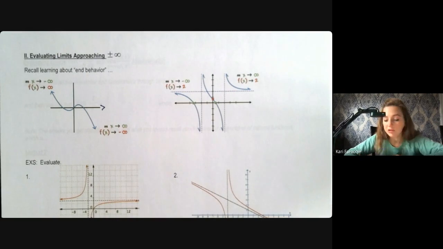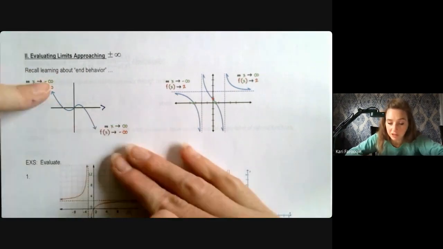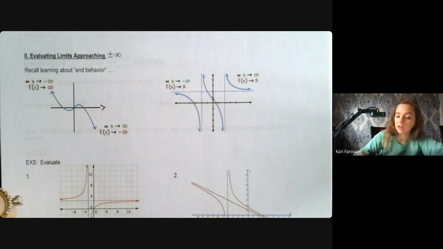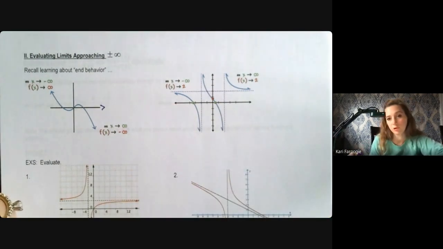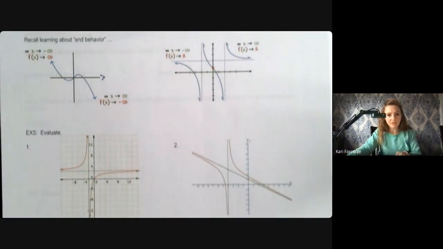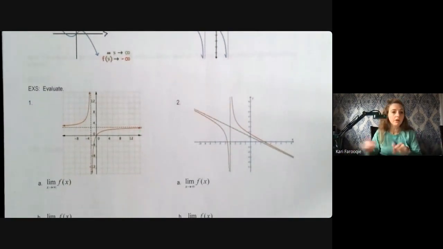So we've got a couple different things that we could have happening as x approaches positive or negative infinity. You could see that the graph values for y also approach positive or negative infinity, or you could have this situation with the horizontal asymptote controlling that behavior. So let's look at some examples of this. We will first evaluate the limits for these example graphs.